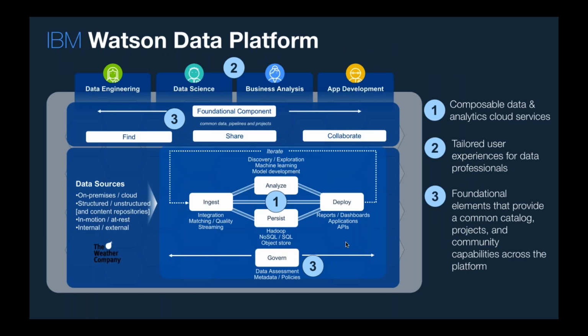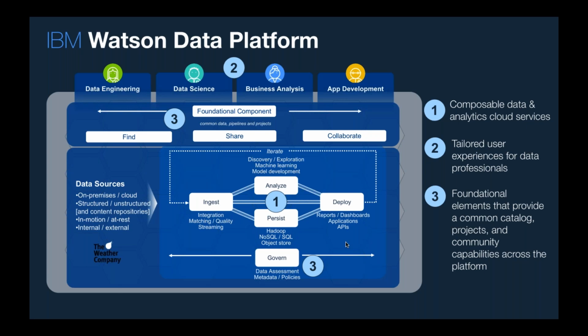Some of the key pillars to the platform, if you look at this diagram here, across the top we have those personas I just spoke about. And then towards the bottom where it says number one, these are the main pieces. We see ingest, persist, analyze, deploy, and then we have govern below that. Those are really the core components to the Watson Data Platform.